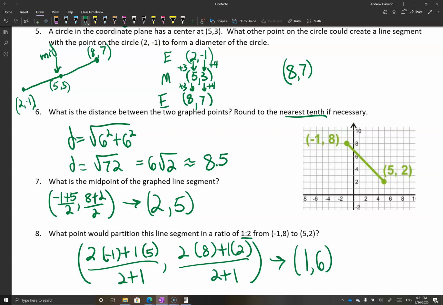Okay, so let's check that point on the graph and see if it makes sense. (1, 6). Well, that point's definitely on the line. So how does that work? If I'm going from (-1, 8) to (5, 2), that's over 2, down 2. That's one step. To repeat that, I would just keep doing 2, 2, 2, 2. So if you look, that's 2 steps on this side. So we got 1 step here, 2 steps there. So that definitely works as a 1 to 2 ratio. That's it.